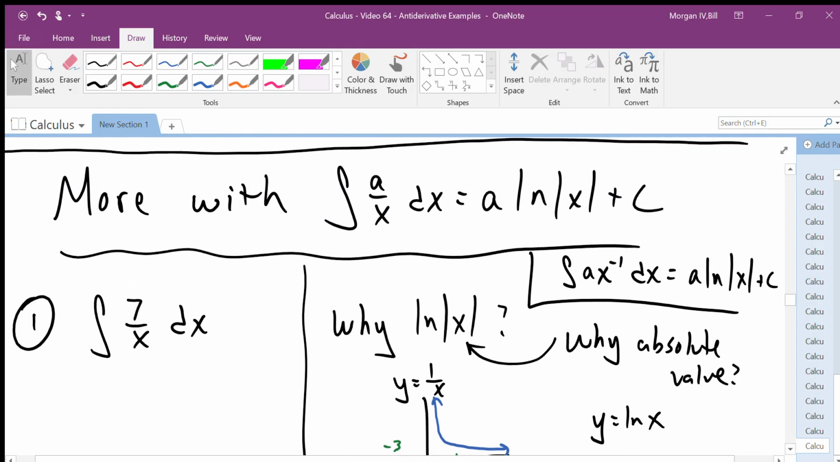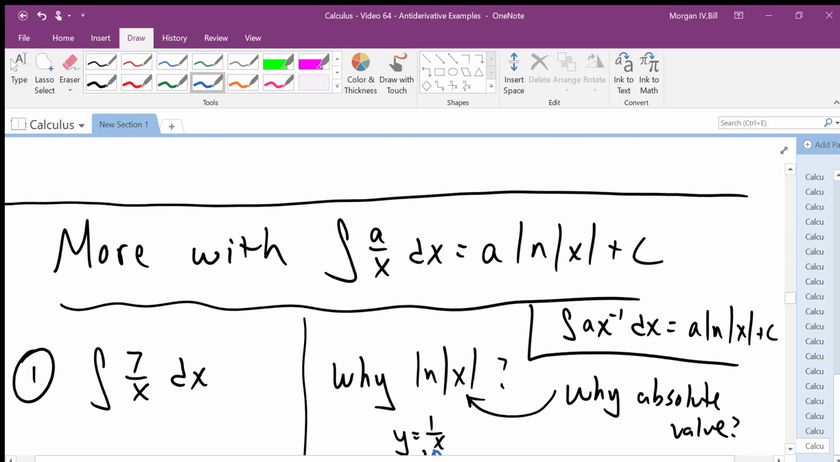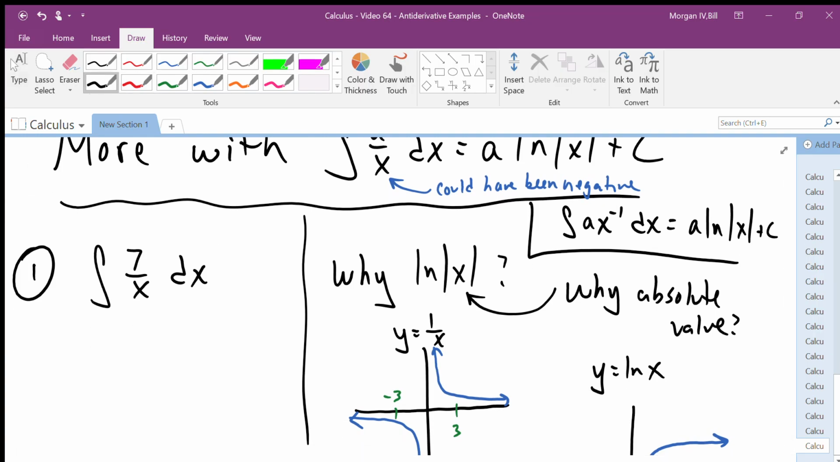Okay, so when we do the antiderivative for the integral of a over x dx, we need a times the natural log of the absolute value of x, because this x could have been negative. And if it was, then having the natural log of a negative number is undefined. Therefore, we have to make that absolute value of x there. Okay, so now that we know that, let's remind ourselves the integral of 7 over x should just be 7 times the natural log absolute value of x plus c.